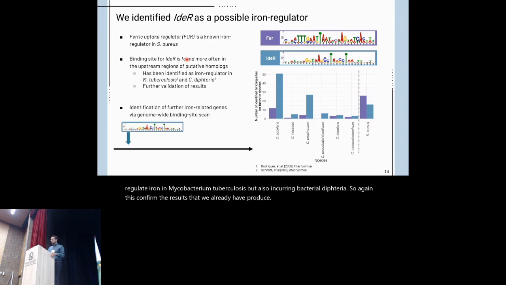What we want to do next is to consolidate the motif for binding sites for IdeR for Corynebacteria, to then use this to scan the genome and see which genes are found downstream of our specific genes, and see if there might also be iron-related genes that we might have overlooked by our approach.